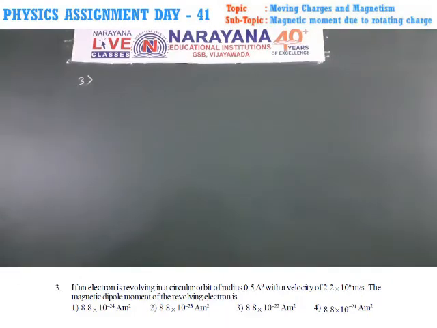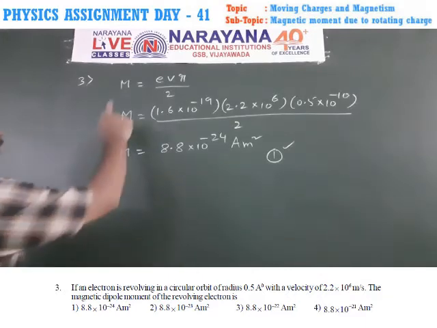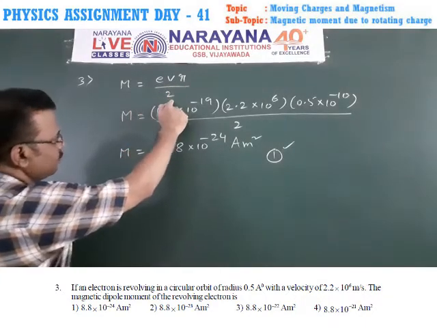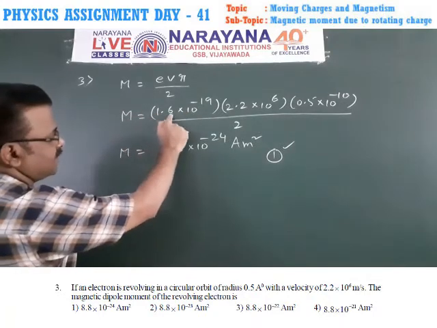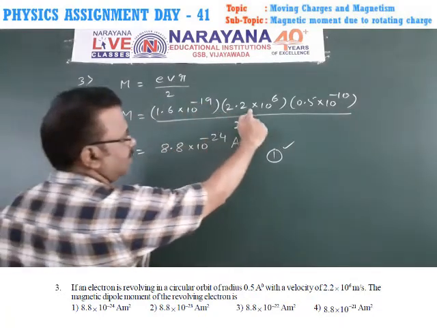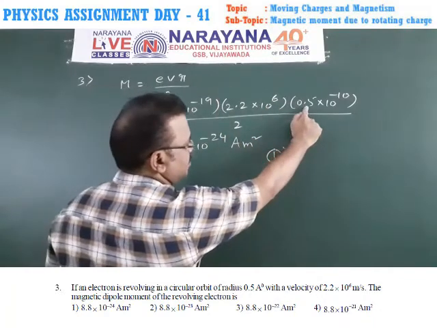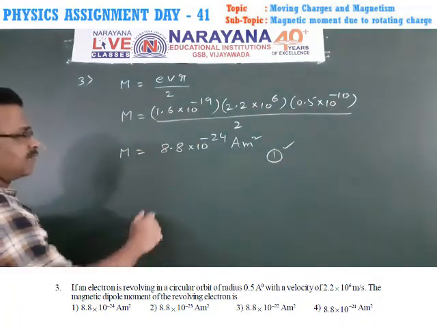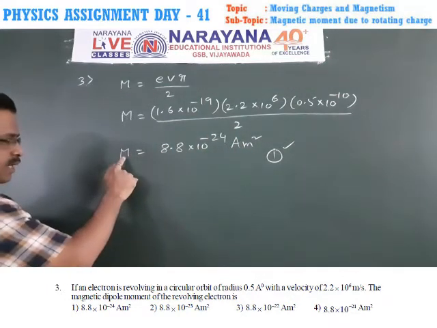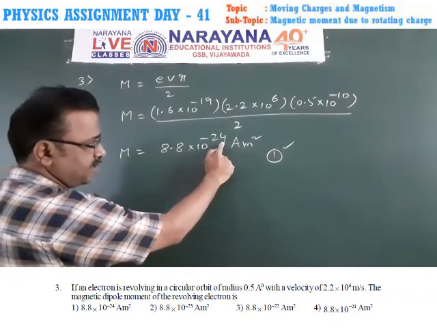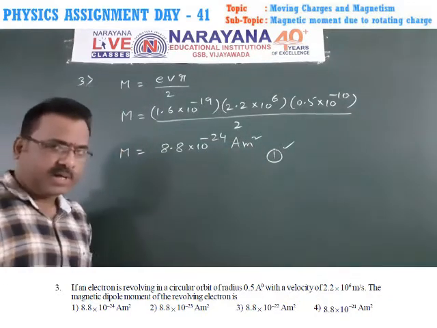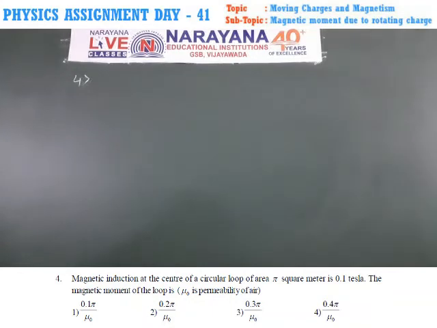Question number 3. If an electron is revolving in a circular orbit of radius 0.5 angstrom with a velocity of 2.2 into 10 power 6 meter per second, the magnetic dipole moment of the revolving electron is. So magnetic moment is equal to evr by 2. M is equal to charge of electron 1.6 into 10 power minus 19, velocity 2.2 into 10 power 6, radius 0.5 into 10 power minus 10 meter, by 2. After calculation you will get M is equal to 8.8 into 10 power minus 24 ampere meter square. Option 1 is correct.